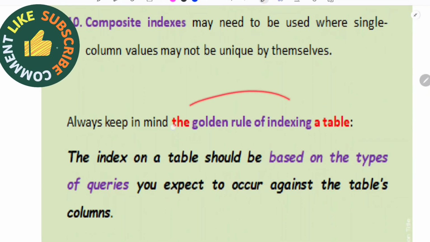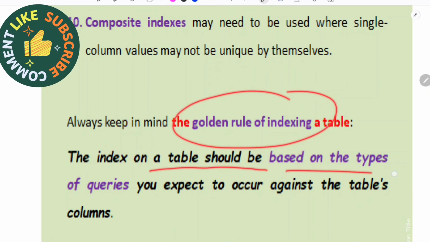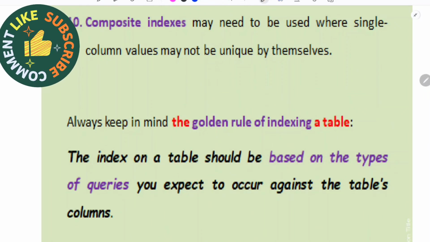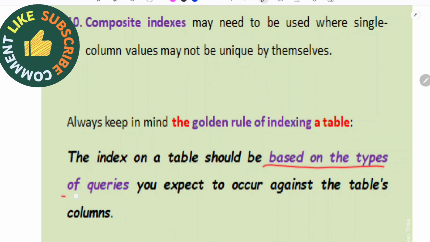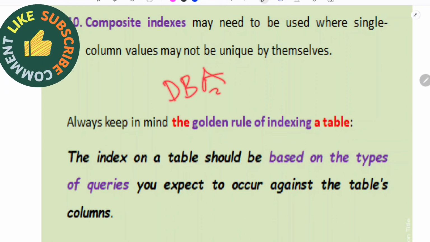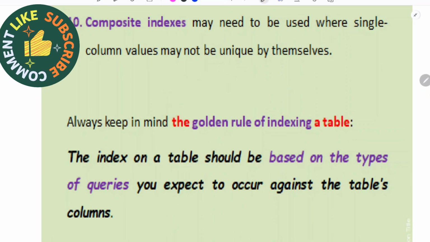So always keep in mind the golden rule of indexing. The index on a table should be based on the types of queries you expect to occur against the database columns, because every application will have its own requirements. So what type of queries do we expect from the users? Those queries, where conditions, join condition columns, etc., we have to make indexes. So if a DBA follows these rules, it will definitely be helpful in optimizing queries and improving database performance, because performance is the key.